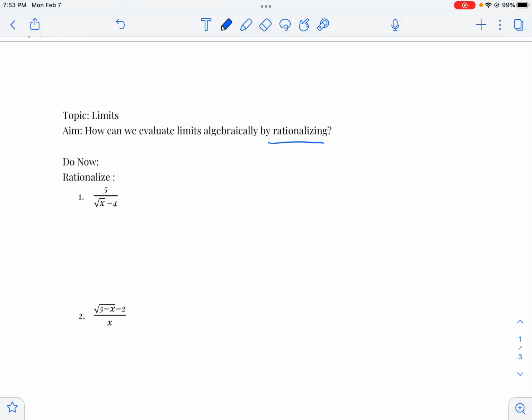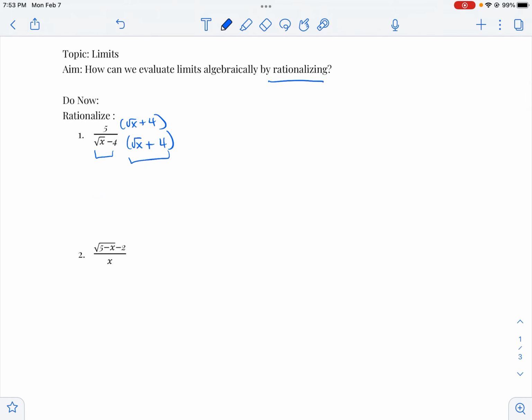For number 1, the denominator has the radical in it. The conjugate is going to be the same two terms, but the opposite of the last term. So instead of radical x minus 4, it's radical x plus 4. And then you do the same on top and you multiply. By the way, on the top, you'd get 5 times radical x plus 4.